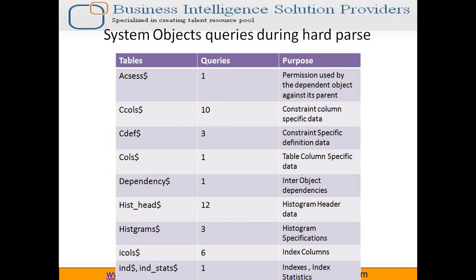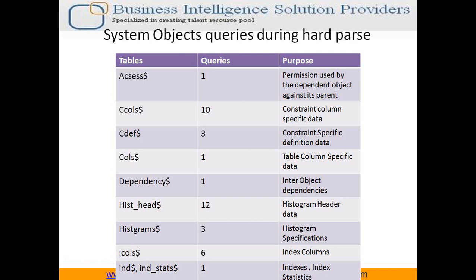And the marketing guy is trying to write a query like select star from EMP. Obviously, the marketing guy will not have permission to select any record from the employee table whose owner is HR. So it will be checked by the access dollar. Whenever we create a table, that table is associated with the owner who created it. That is stored in access dollar.